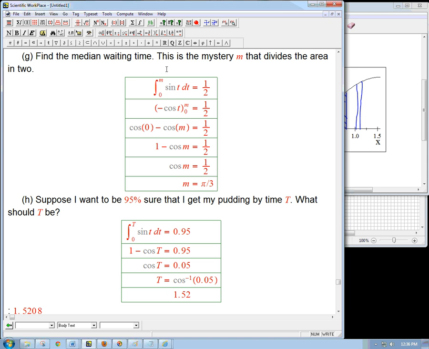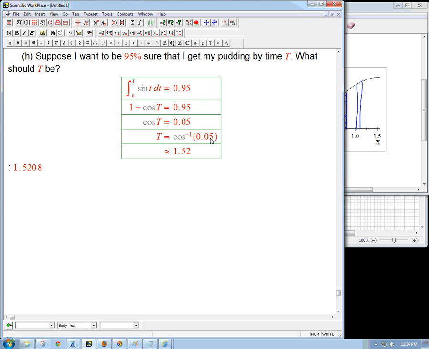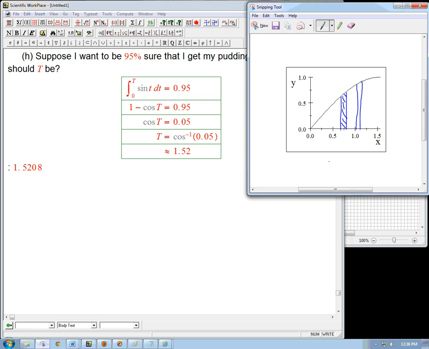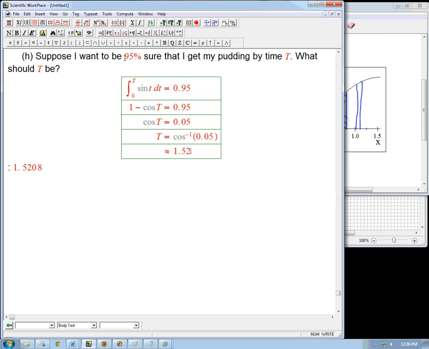Notice that's pretty close to 1.57. Makes sense. There it is. If I waited to 1.57, I'd have a 100% chance because that's the end of the interval. But if I wait to 1.52, then I've got 95% of the area under this curve. This kind of thing, being 95% sure, is a very common thing in statistics where we use probability distributions. What's called a 95% confidence interval. Often you use those with different distributions like the normal distribution. But this is the same general idea. All right, that's it.